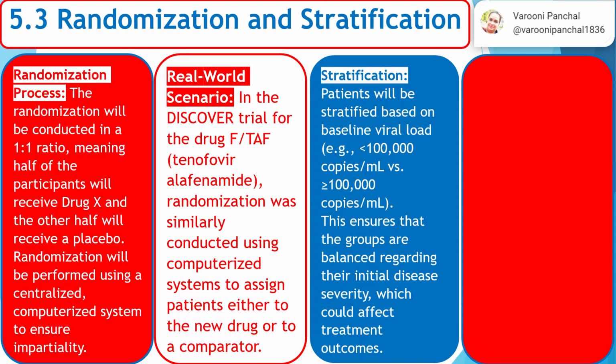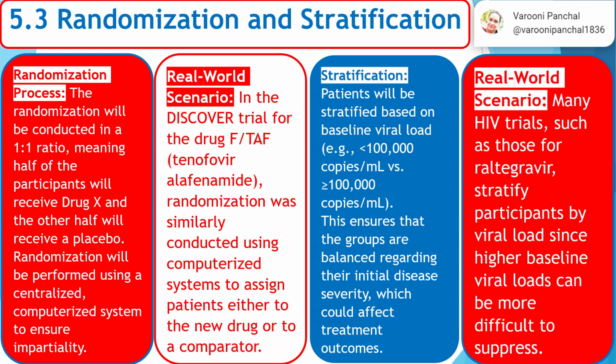Stratification. Patients will be stratified based on baseline viral load, e.g. less than 100,000 copies per milliliter versus 100,000 copies per milliliter or more. This ensures that the groups are balanced regarding their initial disease severity, which could affect treatment outcomes. Real-world scenario. Many HIV trials, such as those for raltegravir, stratify participants by viral load since higher baseline viral loads can be more difficult to suppress.